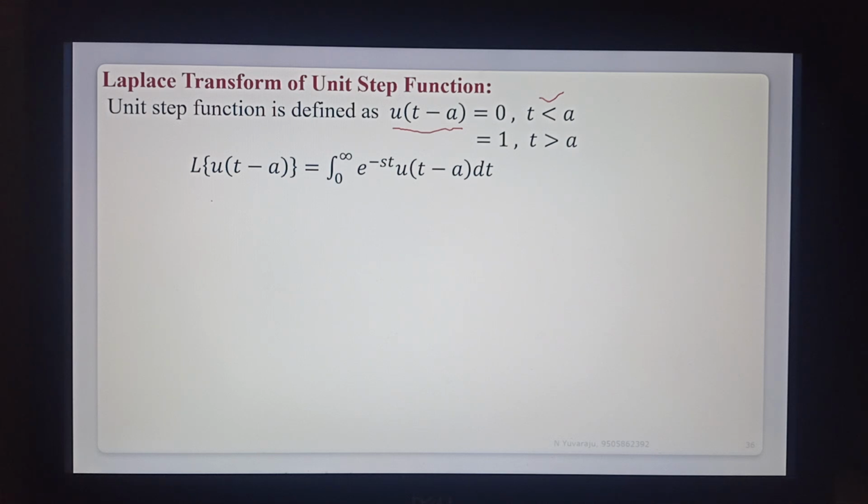So then Laplace transformation of this type of function. So L of u of t minus a, this unit step function, is equal to, by formula, integration 0 to infinite e power minus st into f of t.